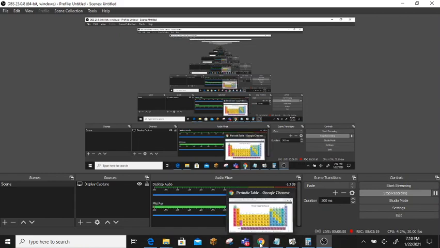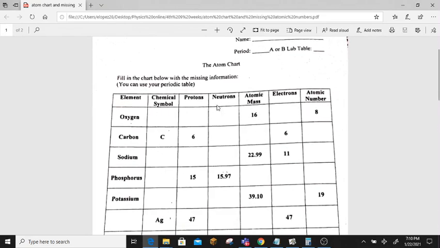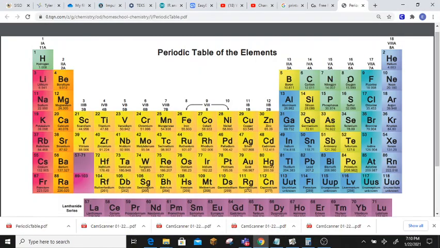So let's take a look at the handout that we are going to be doing today. You're going to have to copy down the table, and you're just going to fill in the missing parts. Once you copy it down, for example, the chemical symbol for oxygen, so we look at the periodic table, the chemical symbol for oxygen is O.